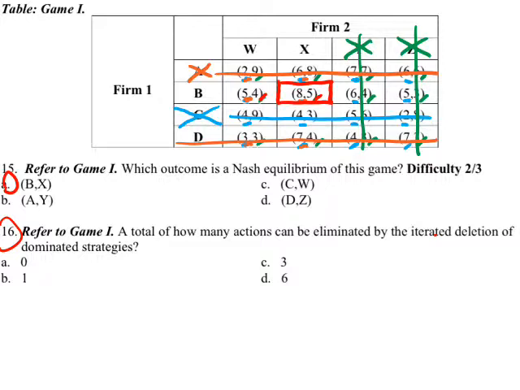And how many dominated strategies have we eliminated? Well, we haven't eliminated this one. So 1, 2, 3, 4, 5, 6. So the answer here is 6.